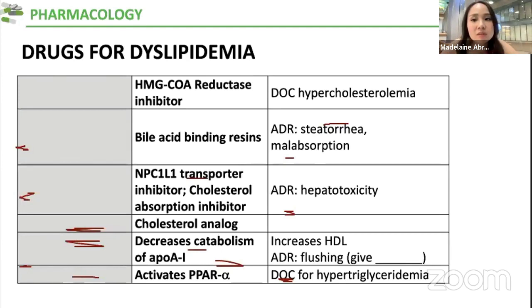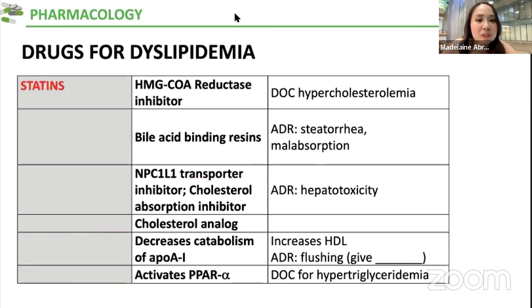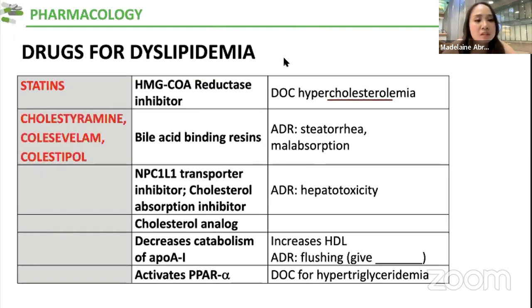Okay, so doon naman tayo sa drugs for dyslipidemia na tatanong sa boards. Pag tinanong, drug of choice for hypercholesterolemia, answer, your statins. Paano naman kung resins? These are bile acid resins, kailangan tandaan your adverse effects, steatorrhea and malabsorption. For your ezetimibe, or NPC1L1 transporter inhibitor, have liver toxicity. Your statins can also cause liver and muscle toxicity. Remember that. Statins, liver, and muscle.